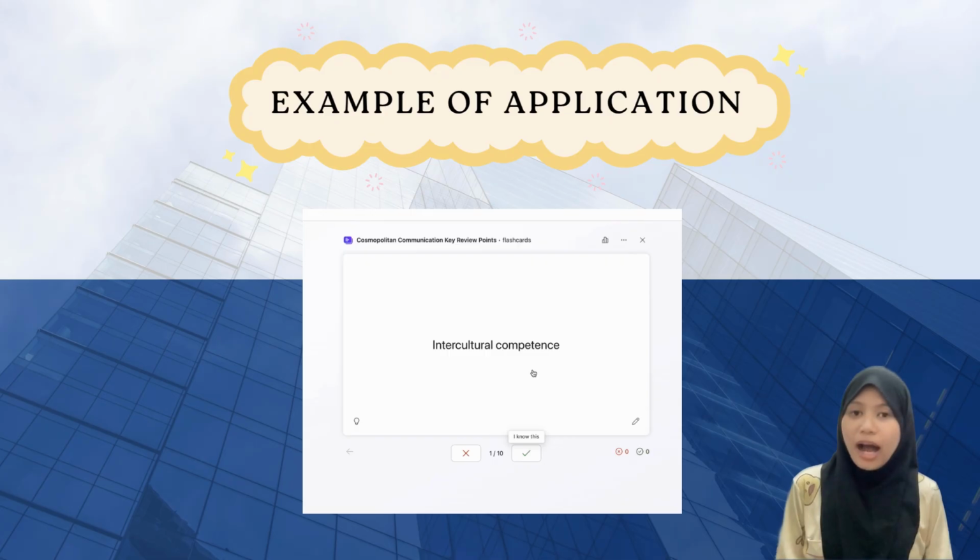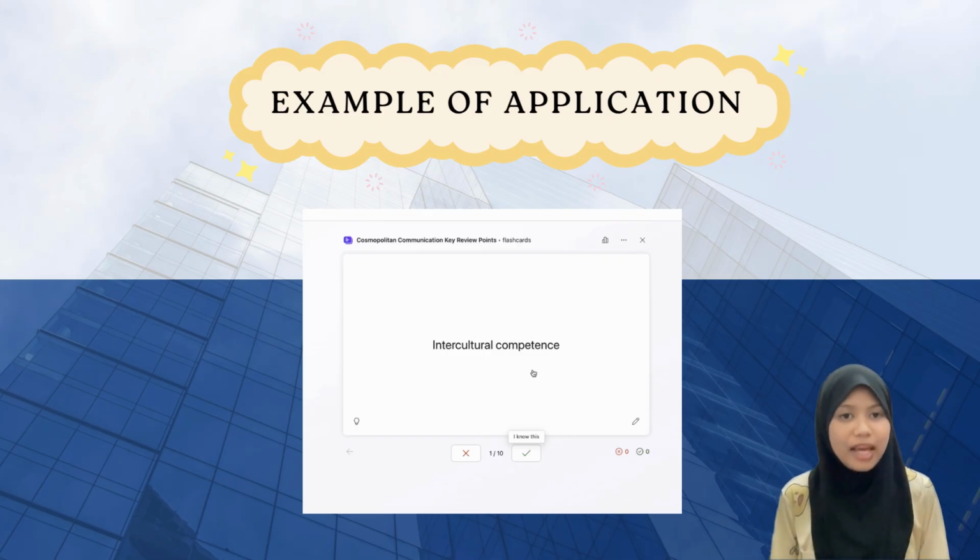Before playing the video, I will briefly explain what you will see. The flashcard has two sides, the front side and the back side. The front side contains a question, while the back side contains the answer and sometimes an example or explanation. In my example, the question is based on the first chapter of the subject Cosmopolitan Communication.